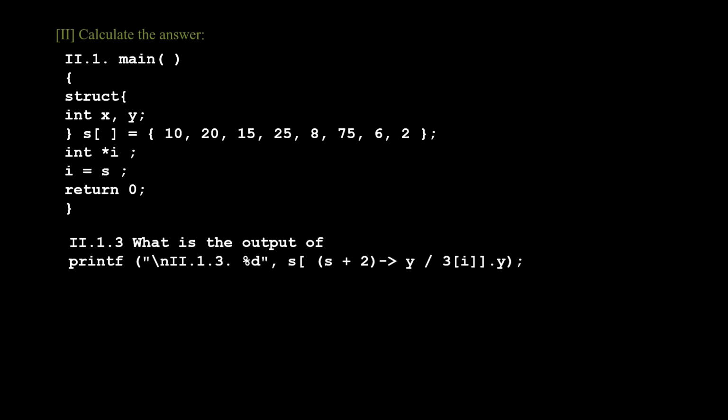Let's see the third question. Please try to understand the question properly. s[(s+2)->y / 3[I]].y. So let's go through s+2 first, and then what it has in y, divided by 3[I]. The output of that, and then s[ ].y. Okay, let me start the question timer. You can guess the answer.